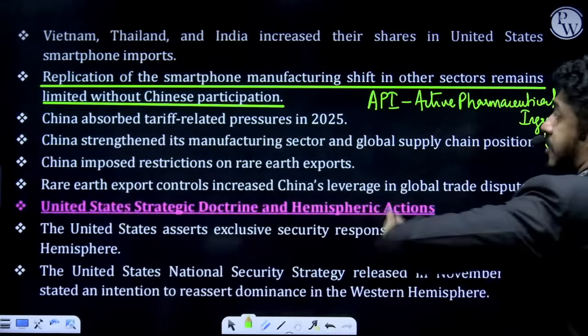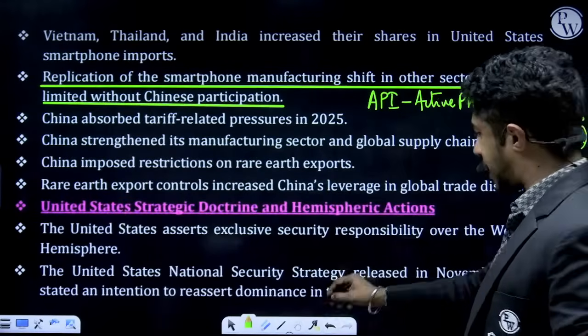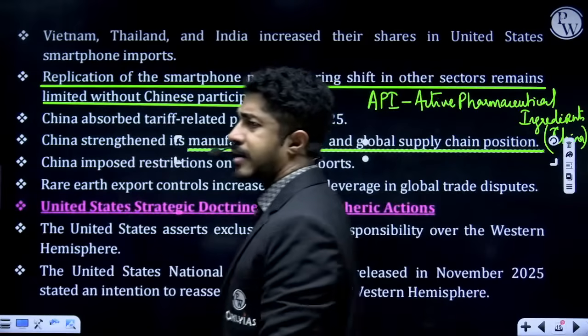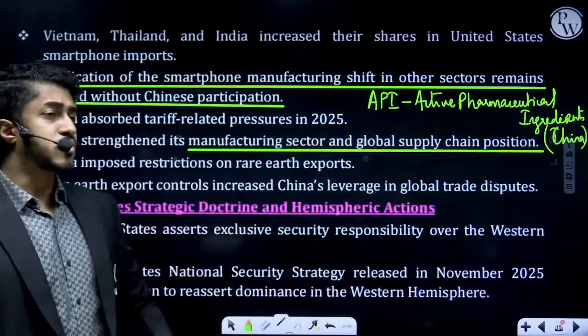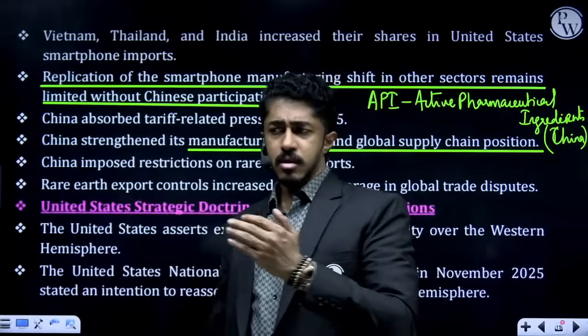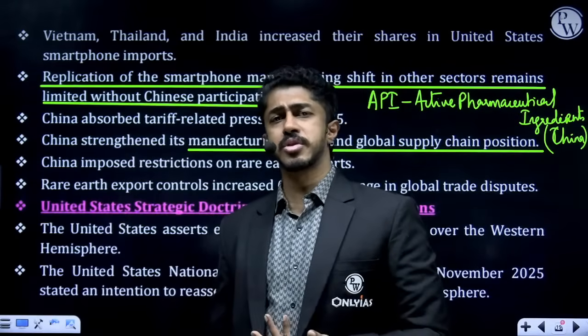China absorbed tariff-related pressures in 2025. China strengthened its manufacturing sector and global supply chain position. So for China, it did not matter. Somebody went and asked, what about the tariff on China? What about the tariff on USA, etc.? One of the Chinese leaders said it doesn't matter to us.